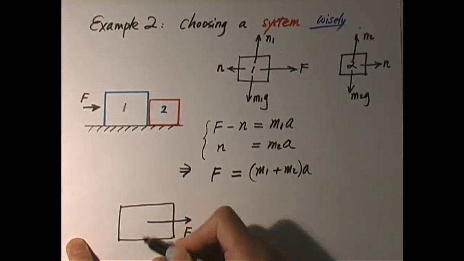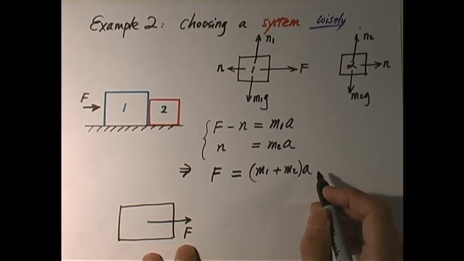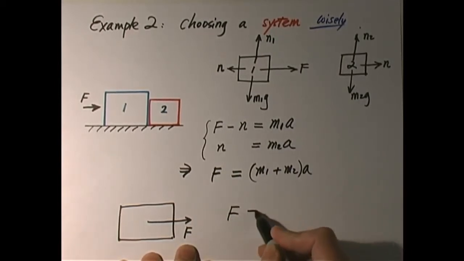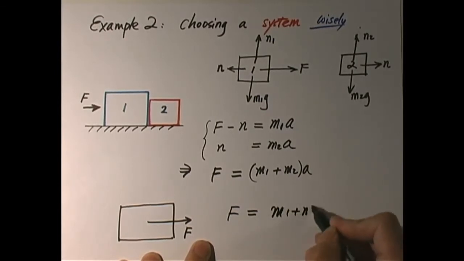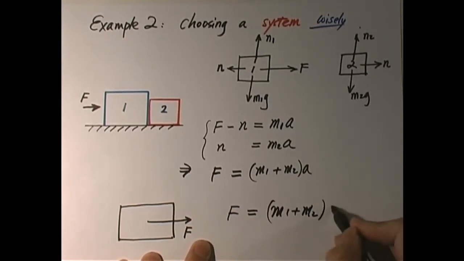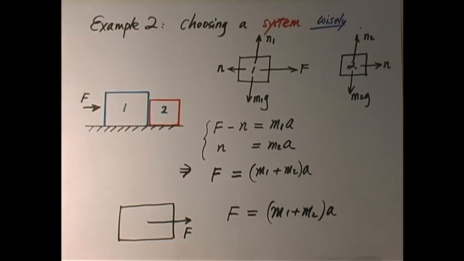Of course, there's vertical direct force. I don't even bother to draw. Force equals total mass times the acceleration. Total mass is m1 plus m2. That's it. See? Same exact thing. So, what did we learn from this problem? How do we generalize what we learned?